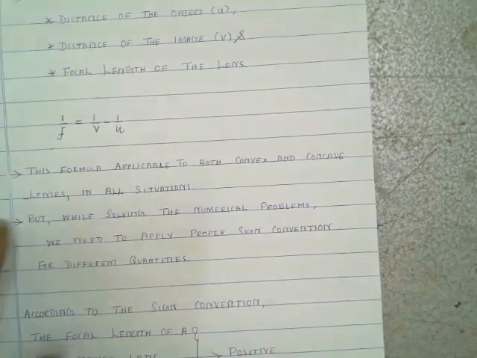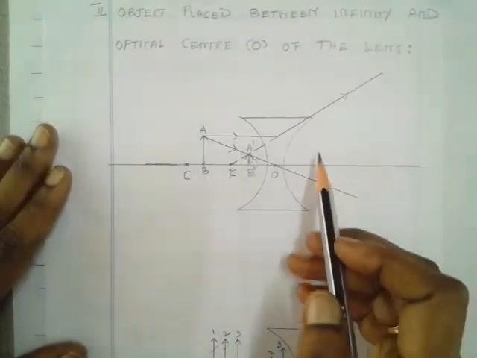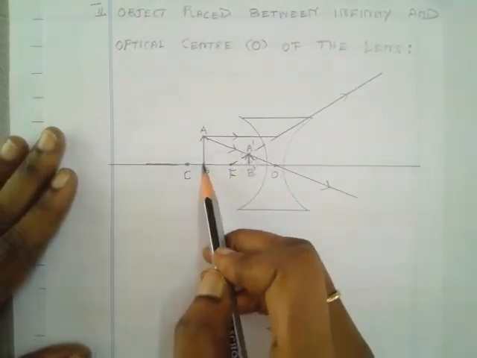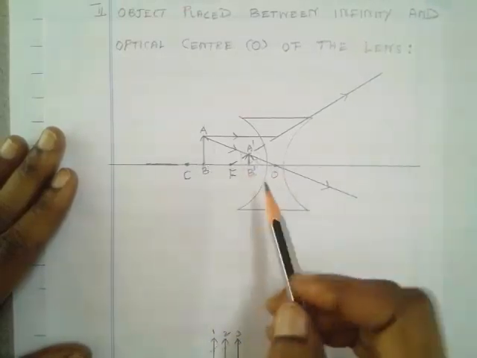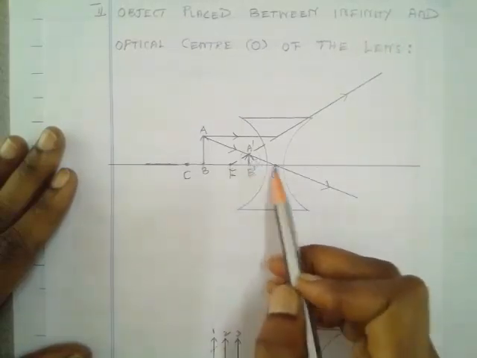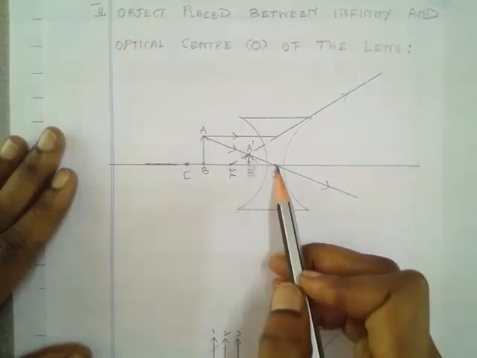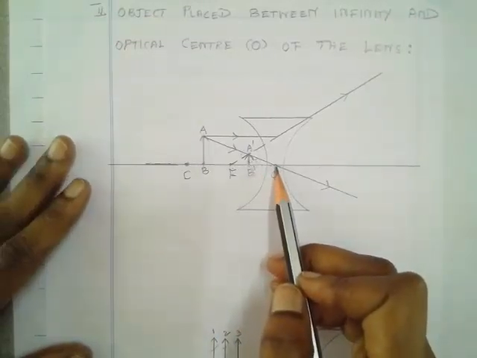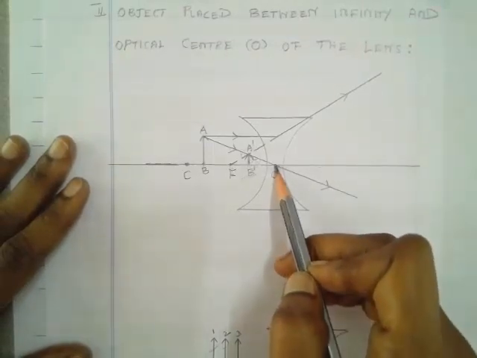Here object distance means this distance, the distance between the object and the optical center, and image distance means the distance between the image and the optical center of the lens. That means every measurement should originate from the optical center of the lens.